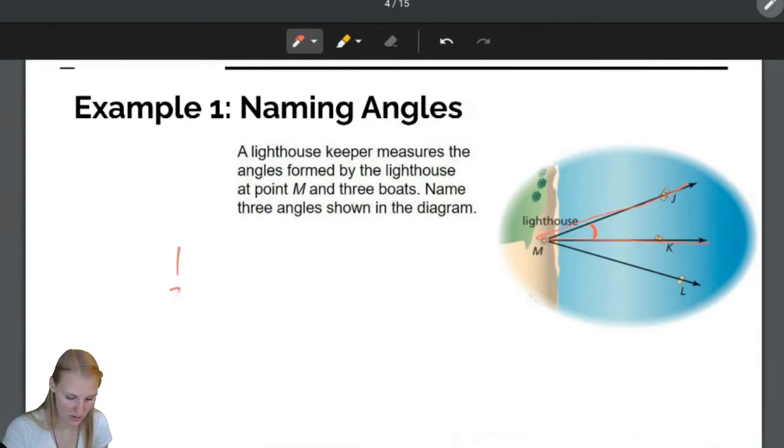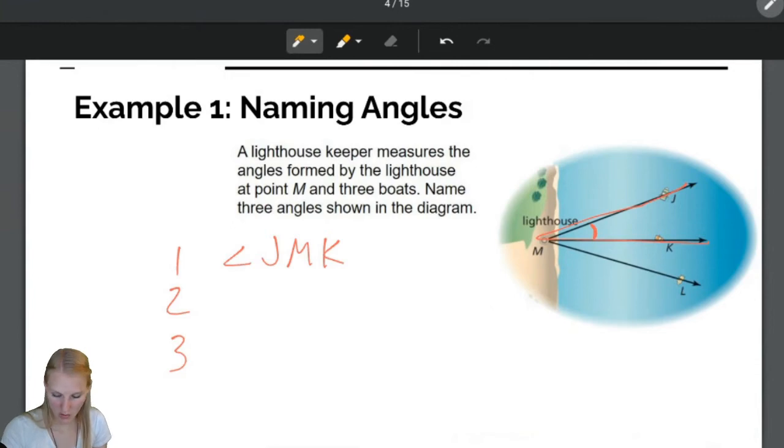So, we need 3 angles. So the first can be angle. You draw this little symbol that looks like an angle, and that means angle JMK. And that's this red angle.